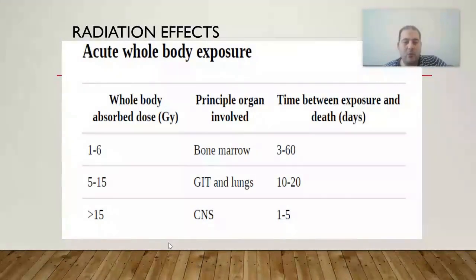For example, if someone weighs 60 kilograms and receives 4 gray, you will always find whole body exposure if it occurs. For instance, if there is exposure from 1 to 6 gray, then there is a risk of something like a bone marrow issue, and you might see fatalities after about 3 to 60 days. For the central nervous system, from 5 to 15 gray, it could be 10 to 20 days. And for more than 15 gray, it could be 1 to 5 days. Of course, do you remember these numbers? I myself do not memorize them, but I know their levels.